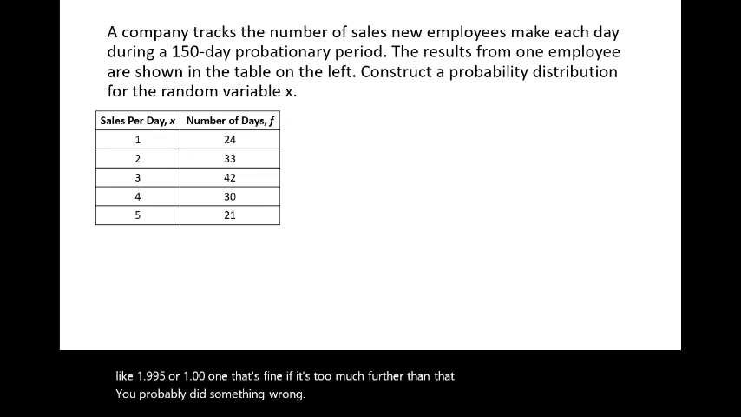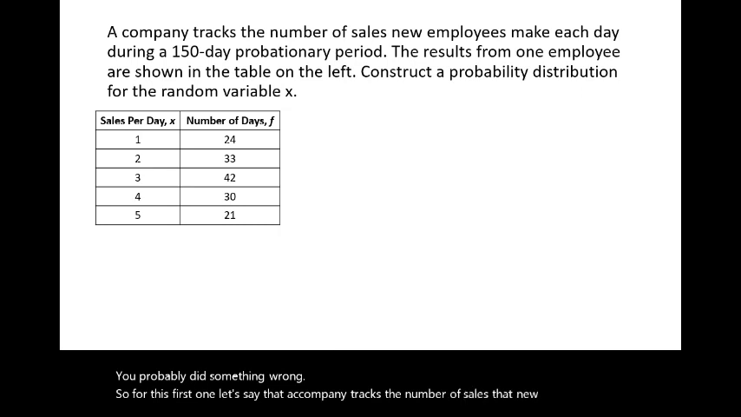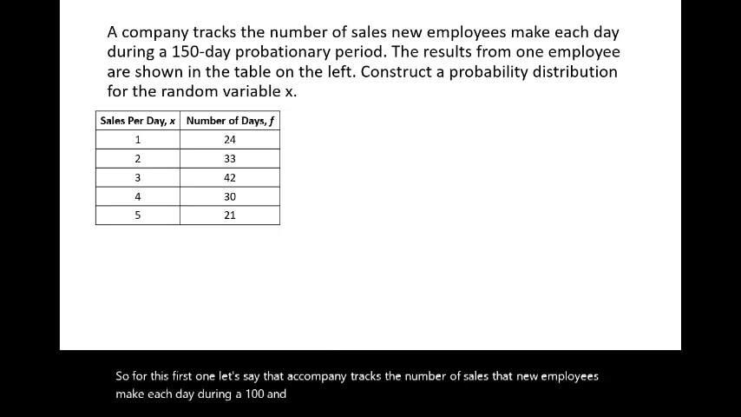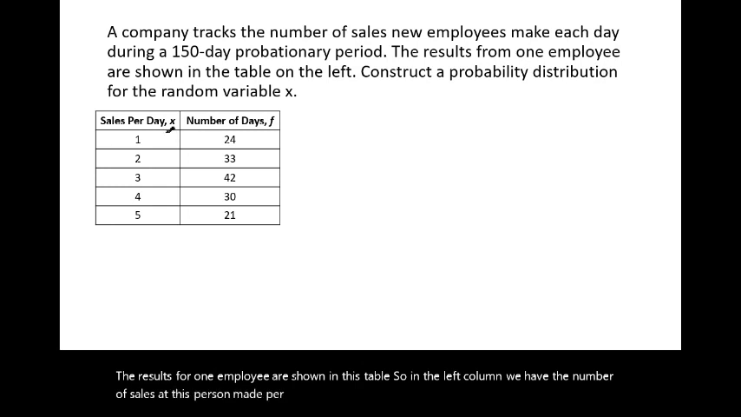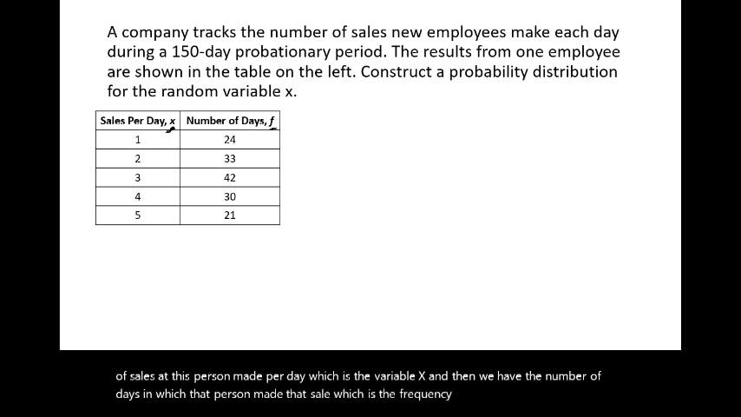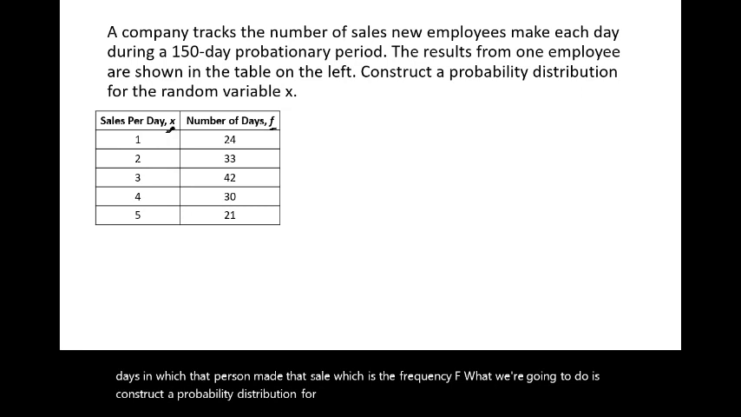So for this first one, let's say that a company tracks the number of sales that new employees make each day during a 150-day probationary period. The results from one employee are shown in this table. So in the left column, we have the number of sales that this person made per day, which is the variable x. And then we have the number of days in which that person made that sale, which is the frequency f. What we're going to do is construct a probability distribution for the random variable x.